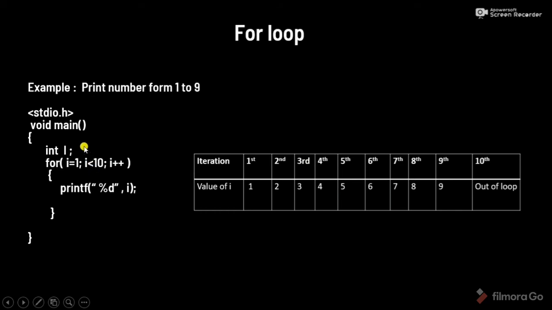In the 9th iteration, the value of I becomes 9, 9 is less than 10, the condition is satisfied, and it will print the value 9. And after the 9th iteration, in the 10th iteration the value of I becomes 10, and here we are checking 10 is less than 10, the condition becomes false, 10 is not less than 10. So our loop will exit. This is how our loop works.